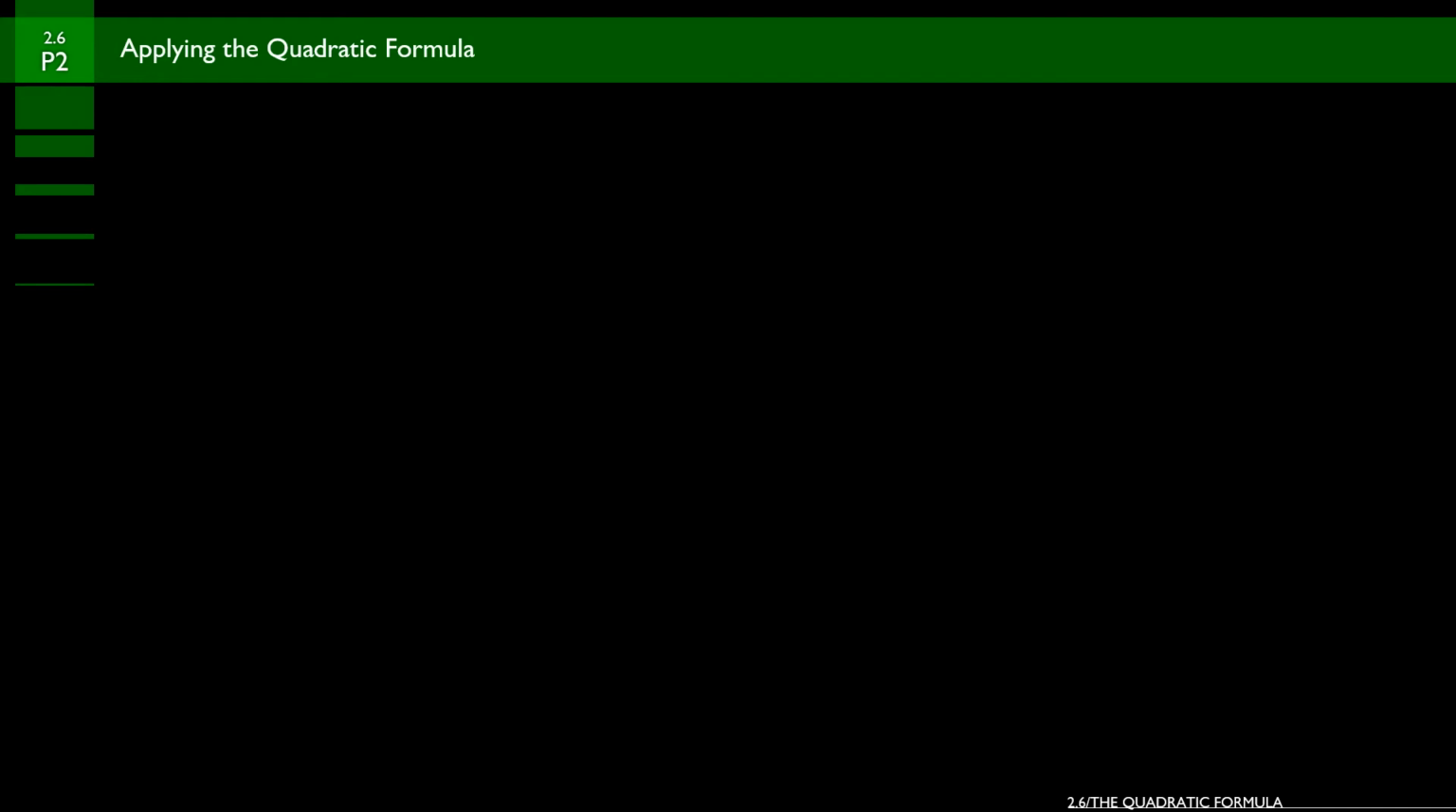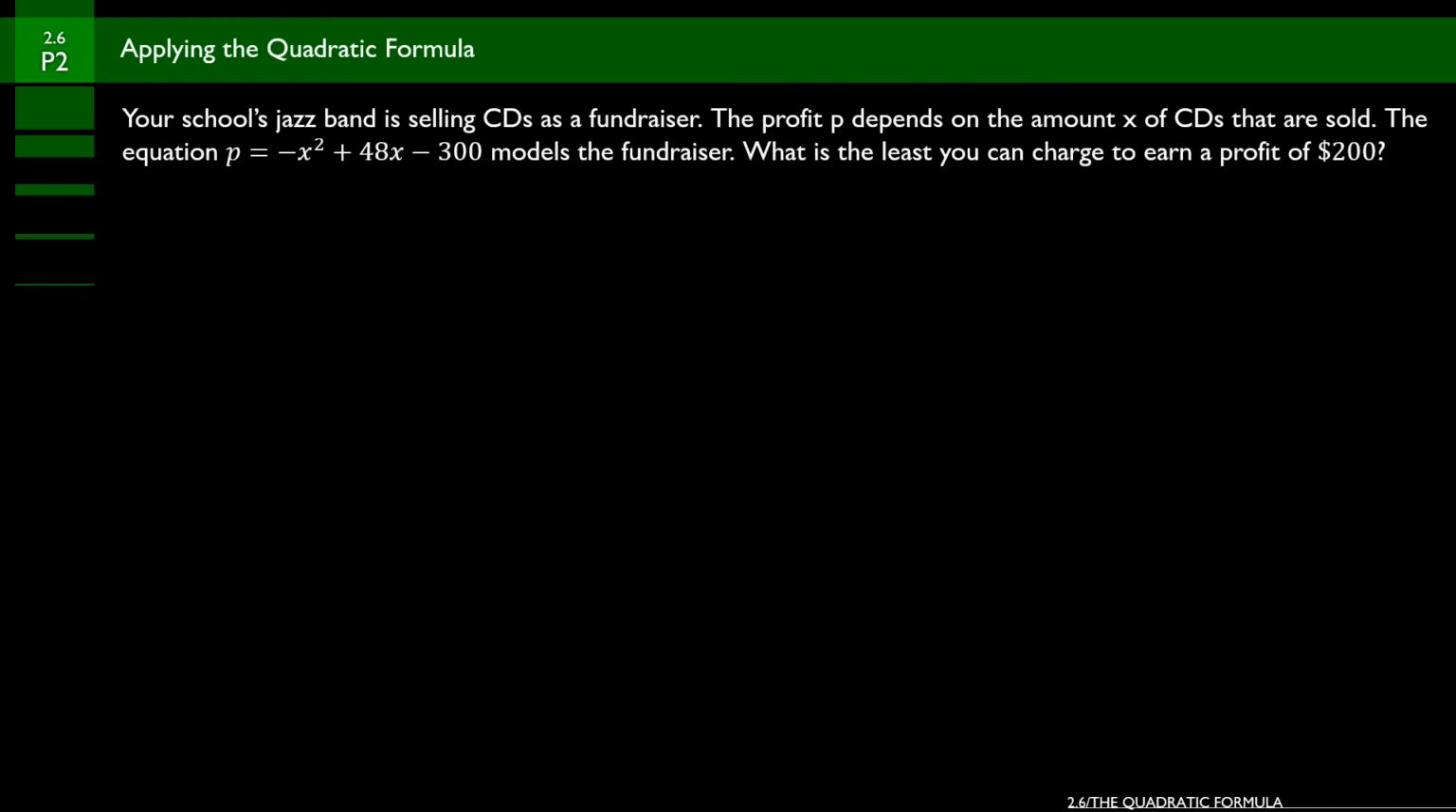For question number 2, we're given a word problem to solve. The question is, your school's jazz band is selling CDs as a fundraiser. The profit P depends on the amount X of CDs that are sold. The equation P equals negative X squared plus 48X minus 300 models the fundraiser. What is the least you can charge to earn a profit of $200?